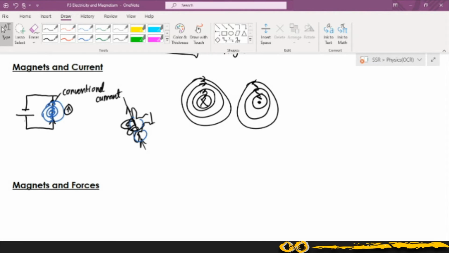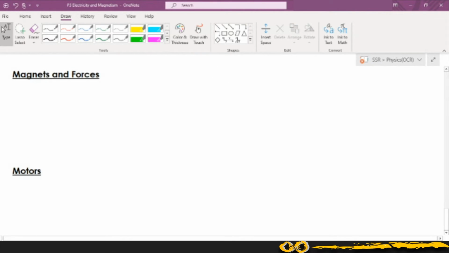However, that's not the only interesting thing with magnetic fields. What you can also do with them is find a force on them. This is mainly a focus for the higher syllabus, but it's fascinating anyway, so even if you're on the foundation, take a listen.